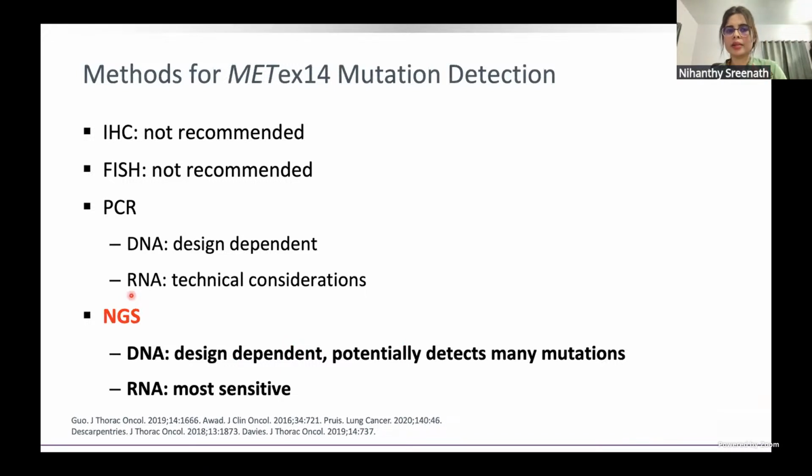So again, what is the recommendation? Usually IHC and FISH are not used. PCR can help in some conditions. The ideal platform is NGS, DNA, and if you need to increase the sensitivity further, the RNA platform is still preferred in these cases.